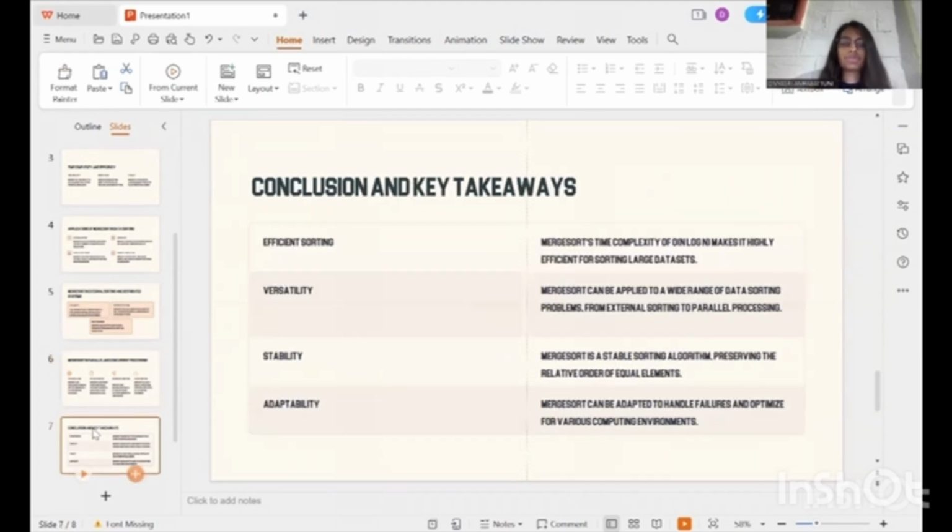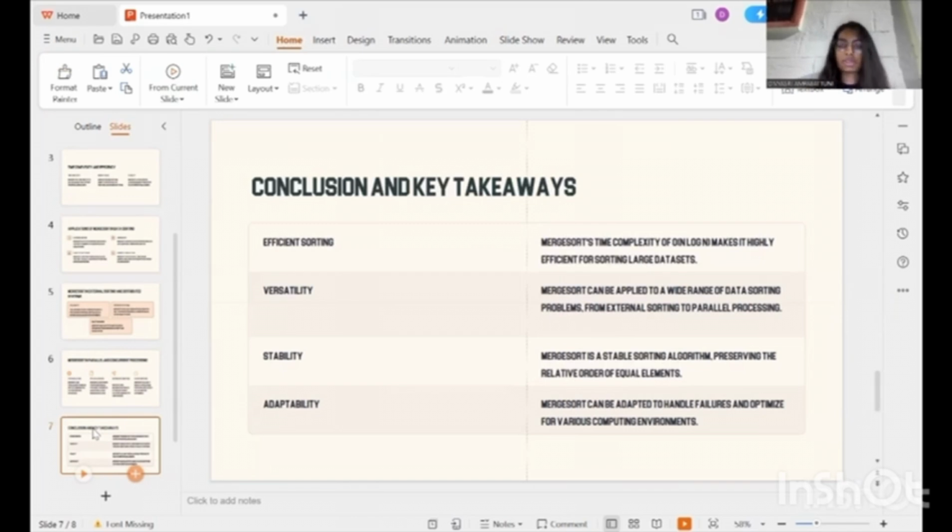Now, coming to the conclusion, merge sort is used in external sorting and data sorting, as I've said, and it is one of the most efficient, versatile sorting algorithms that can be applied to large data sets. Coming to versatility, it is highly scalable on large data sets, from external sorting to parallel processing. Now, stability: it is a highly stable sorting algorithm, preserving the relative order of equal elements. Coming to adaptability, as I've said, merge sort can handle failures. That means it can perform on a system that has fault tolerance, and it can optimize for various computing environments.